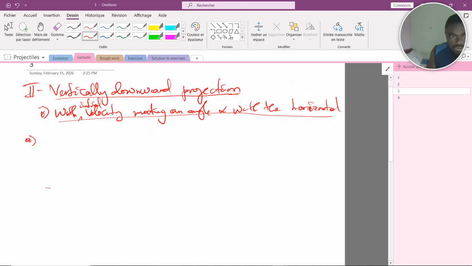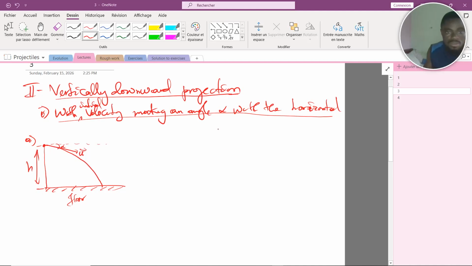let me draw my floor. This is my floor. The particle is at a certain height h from the floor. Now let me extend this horizontal line. It is projected vertically downward. This is how that will be its path. And they said that the velocity is at an angle alpha to the horizontal. So this is our initial velocity u, which makes an angle alpha with the horizontal.